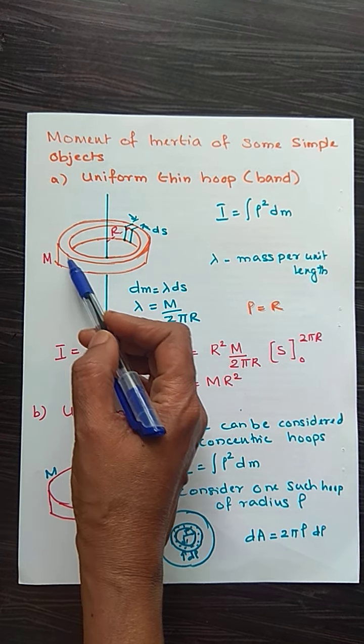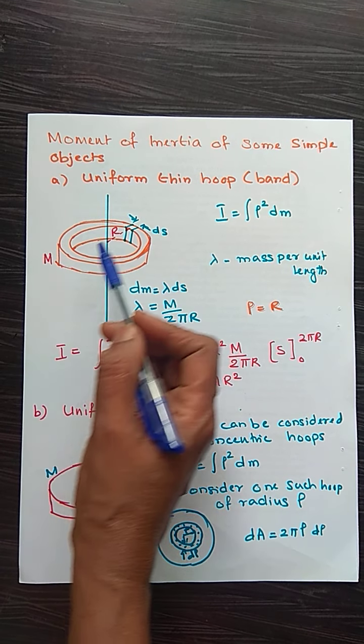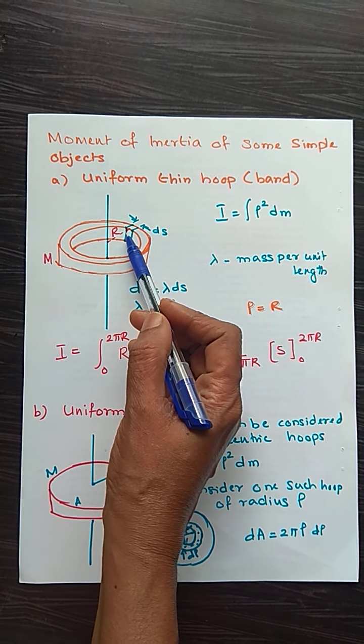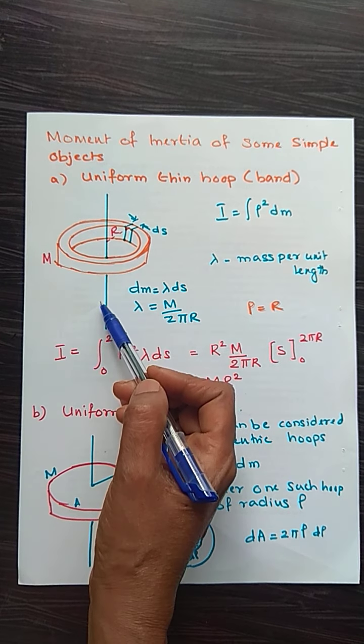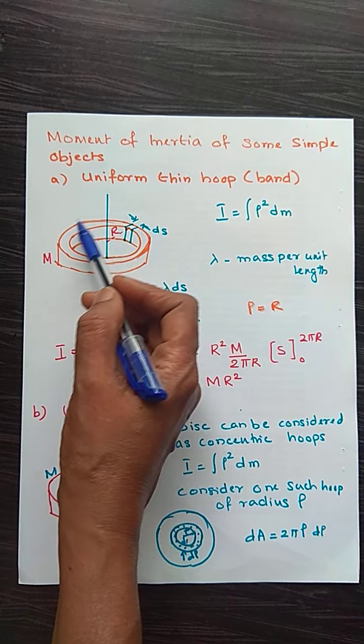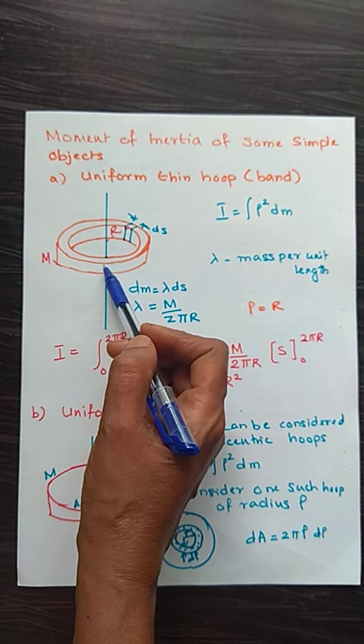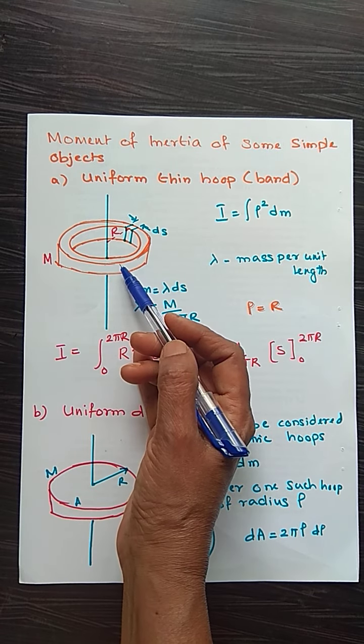We want to find out the moment of inertia of this hoop, which has a mass m. It has a radius r. It is rotating about an axis which is passing through its center. So about this axis, the hoop is rotating. We want to find out the moment of inertia.